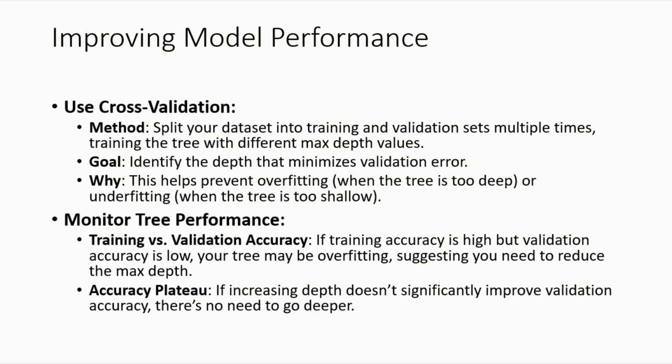The goal here is to identify the depth that minimizes the validation error when we're using max depth. And we do this because it helps prevent overfitting when the tree is too deep or underfitting when the tree is too shallow. We monitor the tree performance using the training and the validation accuracy. If the training accuracy is high but validation accuracy is low, your tree may be overfitting, suggesting you need to reduce the max depth. And also we need to look out for accuracy plateau. If increasing depth does not significantly improve the validation accuracy, there's no need to go deeper. And that's true of max depth or any other parameter that you would like to use.